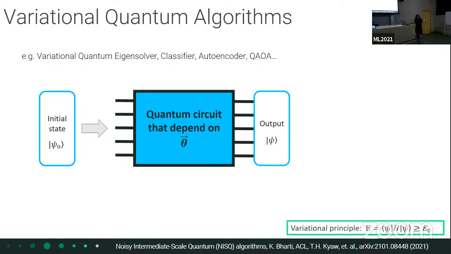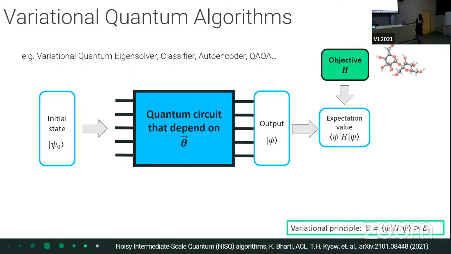After we apply this set of parameters, we have some output state that will, at the beginning, in general, be a random state. With this output state, we compute the expectation value of some objective function. This objective function will be the Hamiltonian of our molecule in the case of the variational quantum eigensolver, or could be any kind of cost function that is written in an operational form. So it can be anything that we decide, and that will depend on the particular application of these variational quantum algorithms.